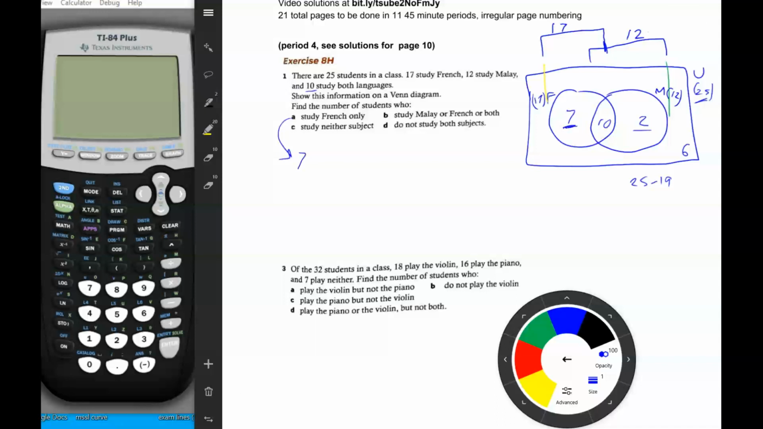B, study Malay or French or both. So Malay or French or both, that would be 7 plus 10 plus 2, that would be 19. Study neither subject, that would be the 6 people outside. Do not study both subjects. So if I study both subjects, that would be 10. Do not study both subjects, that would be all the people minus 10. So that would be 15, right? Okay.